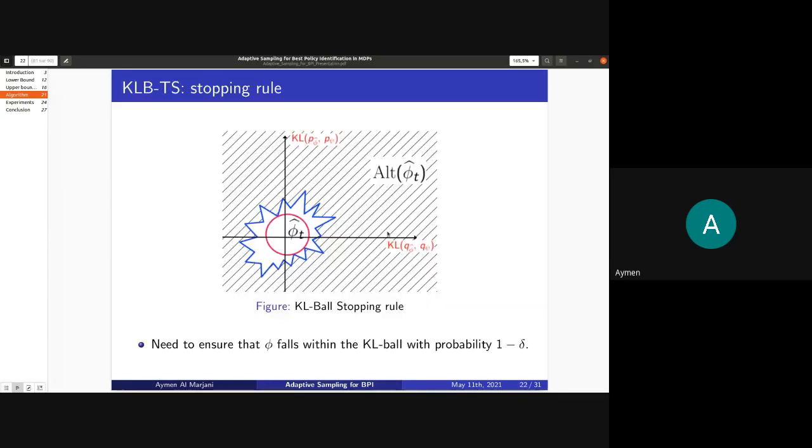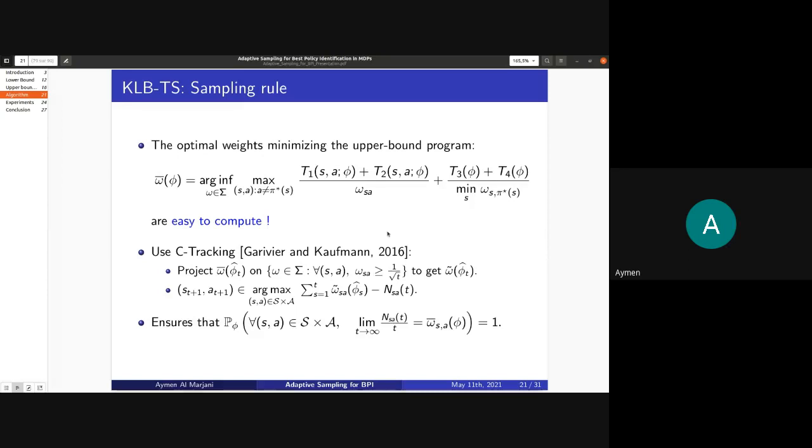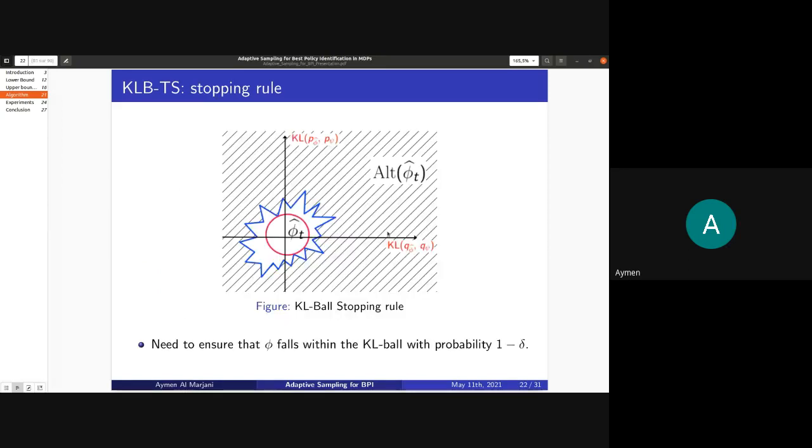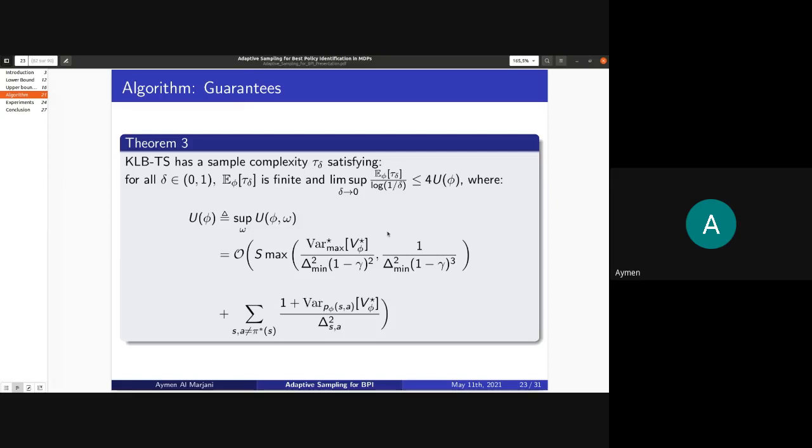So combining the sampling rule and the stopping rule, we get KL ball track and stop, which enjoys the following guarantees. For all values of delta, the expectation of your stopping time is finite. And as you take delta to 0, the expectation of tau is smaller than log 1 over delta multiplied by 4 times the upper bound phi, where this upper bound is simply the supremum over all allocations of the surrogate we presented in theorem 1.